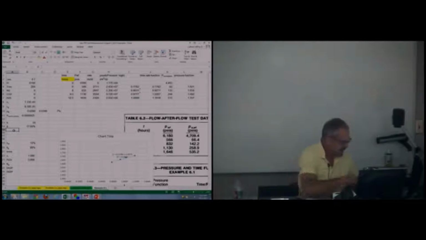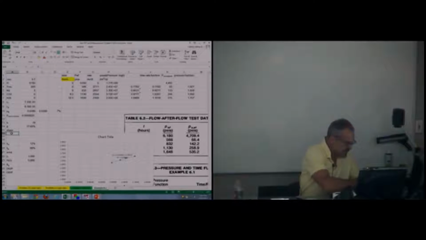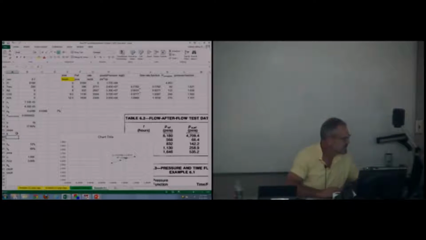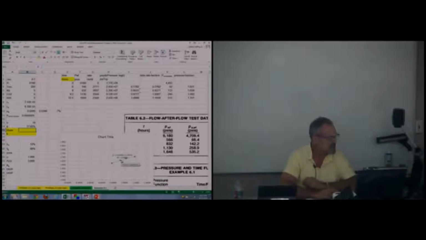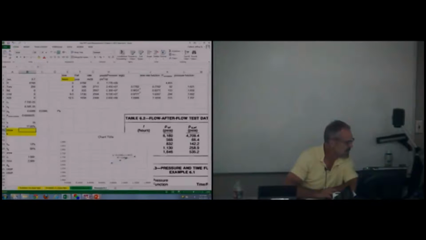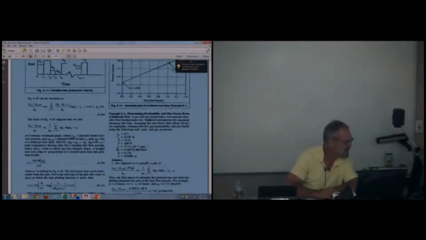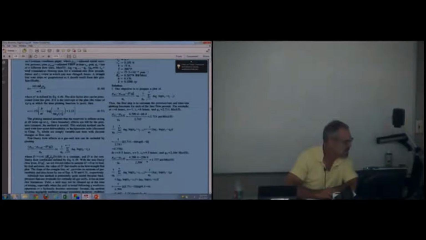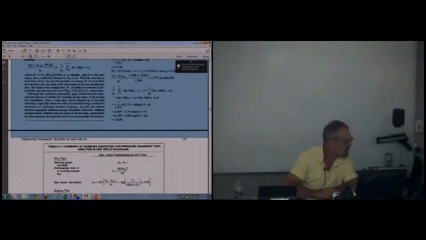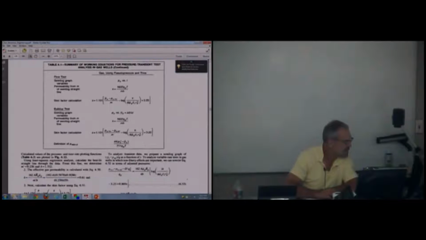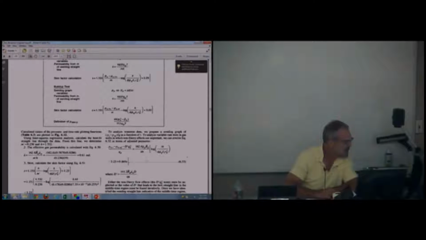Okay, I want the slope. All I'm going to do tonight is get the slope and the perm. We get these things and we can go home. Now, I can see my slope. It's 0.2138. Let's see how we did with the textbook. They got 0.236.